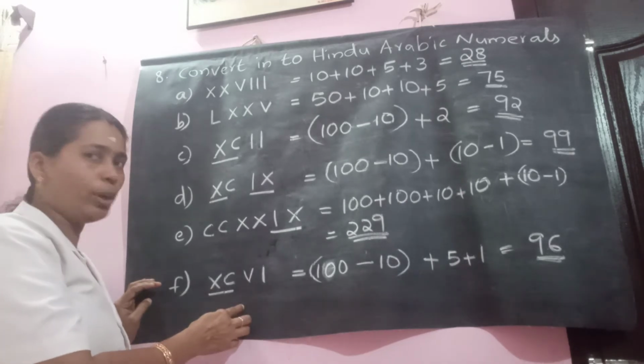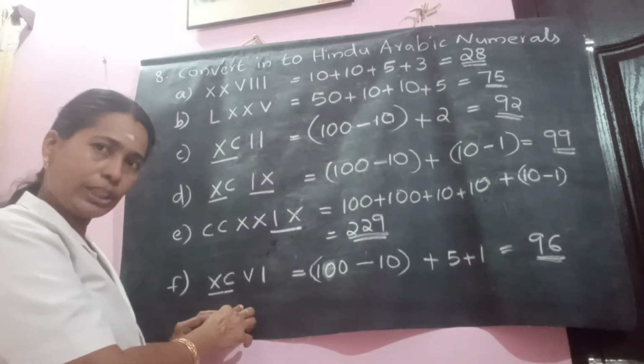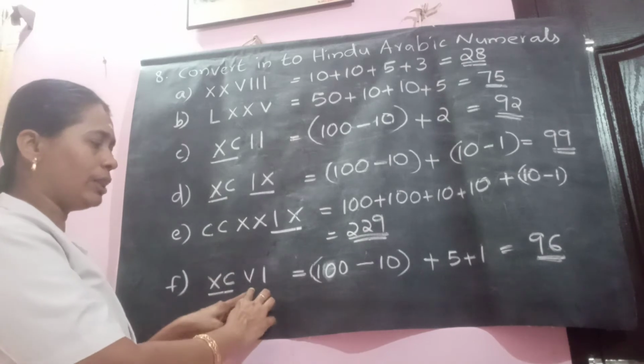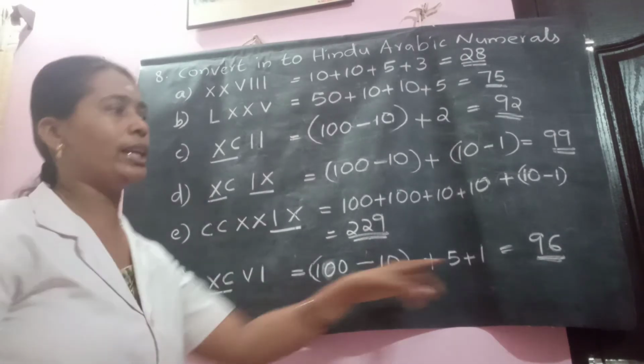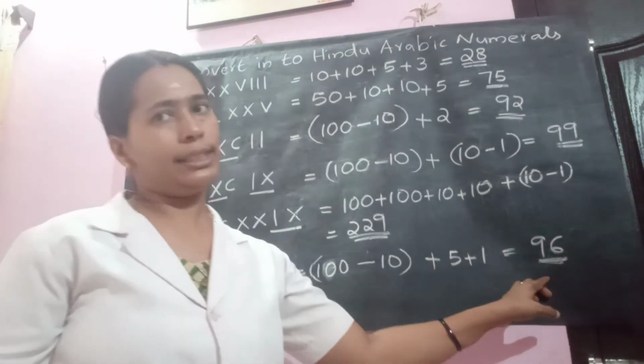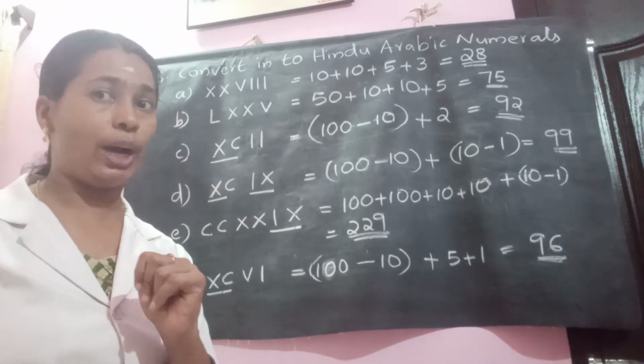Next one, XCVI. XC, again the order is a little bit changed. Small, big, so not possible to add. So what do we do? Subtraction. So 90, and this is 5 plus 1. What is the answer? 96.